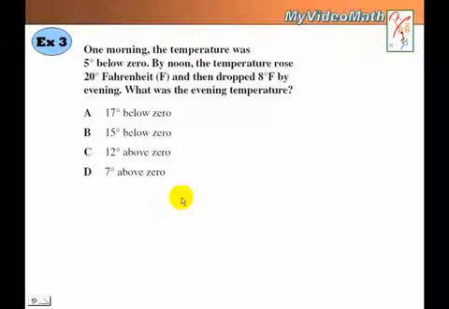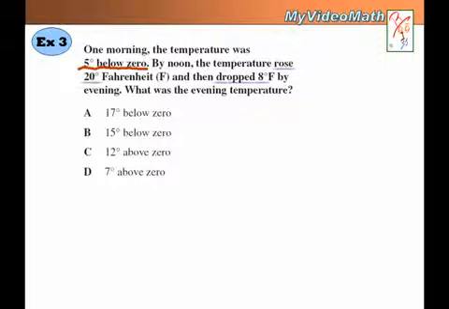This example. One morning the temperature was 5 degrees below zero. By noon the temperature rose 20 degrees Fahrenheit and then dropped 8 degrees Fahrenheit by evening. What was the evening temperature? What do we know? The temperature in the morning was 5 degrees below zero. How do we represent 5 degrees below zero? You're right, -5.